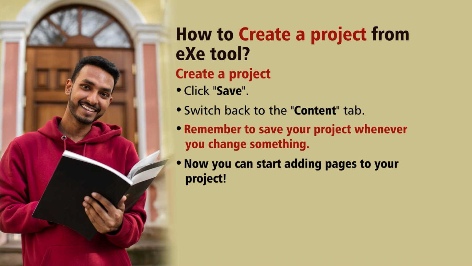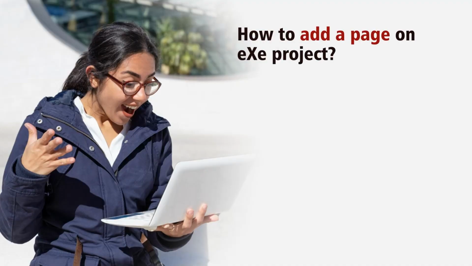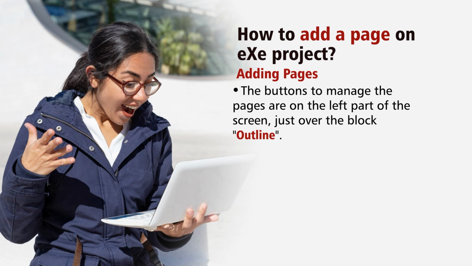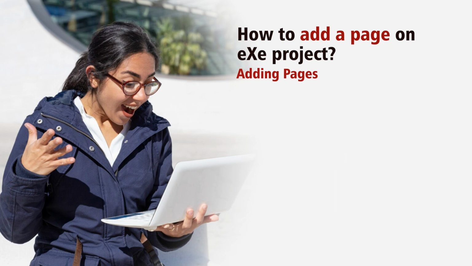Okay. Now you can start adding content by adding new pages to your project. Below the file menu there is the add page option. In the outline area you just click on add page and rename it. By default it appears as home, but you can rename it, or double click the page you just created and change its name. It has 4 options: you can rename it, delete it, etc.